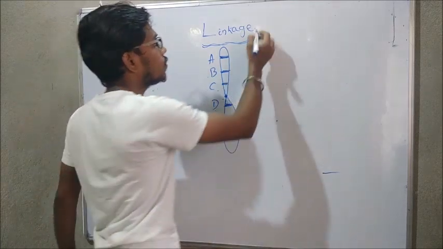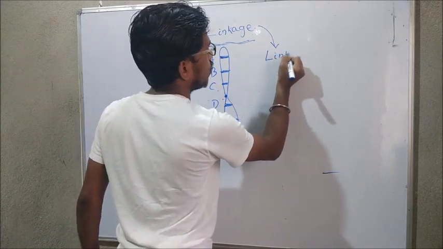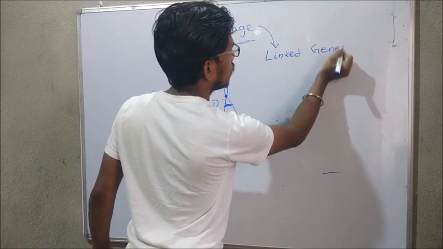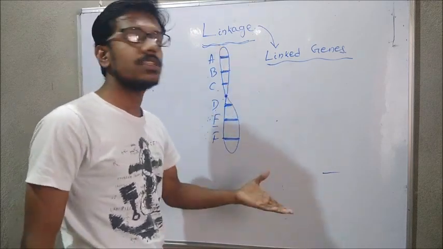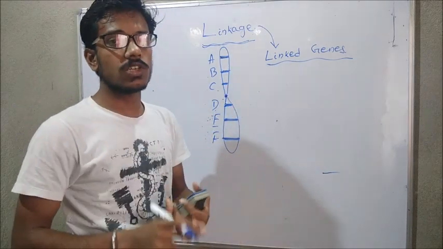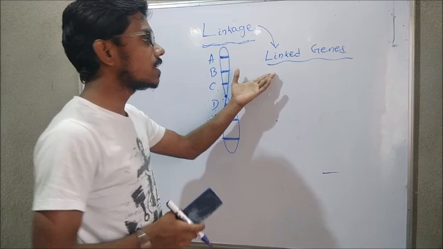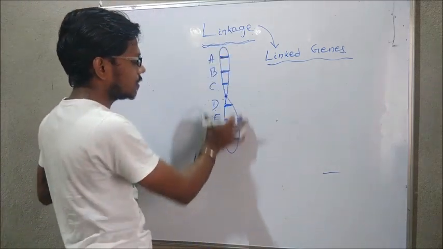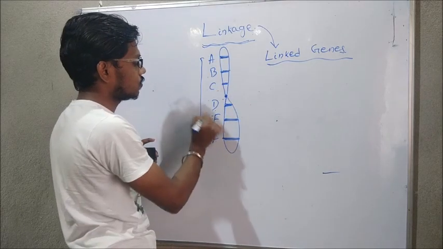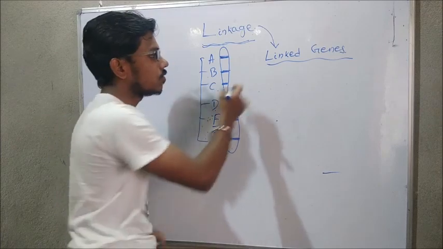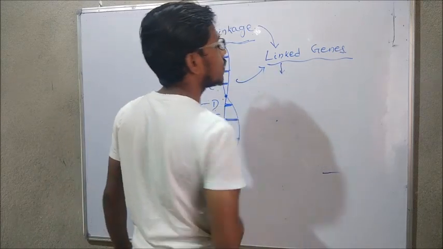Before we go to the linkage part, let me clear you about linked genes. What are linked genes? Linked genes are the genes which are present over the same chromosome. Here, these are genes A, B, C, D, E, F present over a chromosome. So all these six genes on the same chromosome are called linked genes. What is the definition of a linked gene?